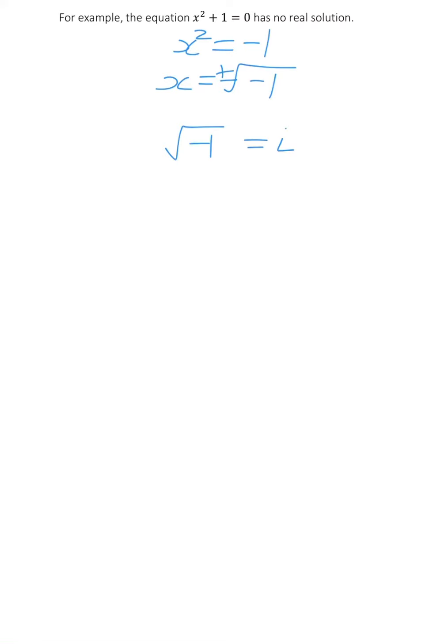Let's have a look at another one. Let's say you had square root of minus 9. And that could be written as the square root of 9 times the square root of minus 1. And the square root of minus 1 is equal to i. So then this could be written as 3i, because the square root of 9 is 3.